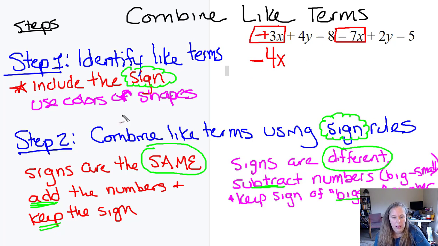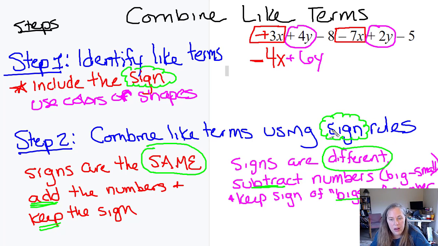Okay. So then I'm going to use pink circles for the y terms. We have a +4y. Notice how I'm including the sign, and a +2y. Signs are the same, positive and positive. So I'm going to add the 4 and the 2 to get a 6, and I'm going to keep the sign positive. So this is +6y.